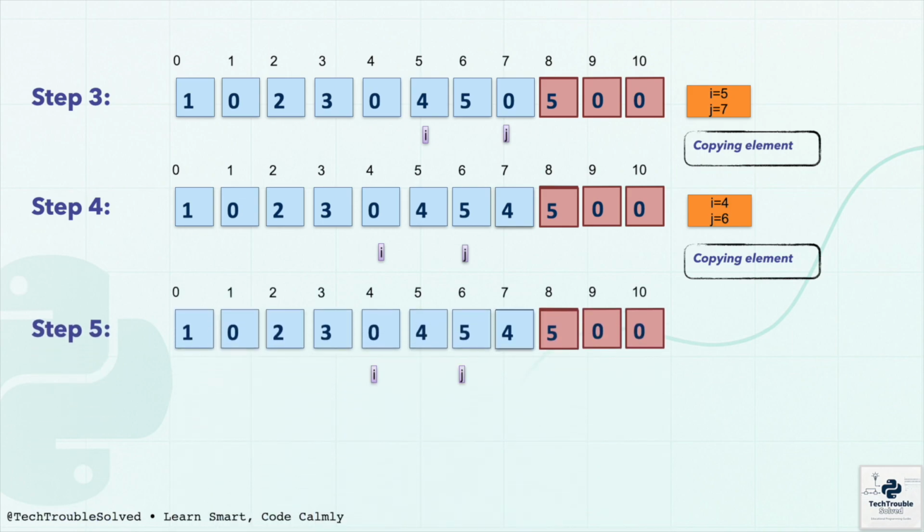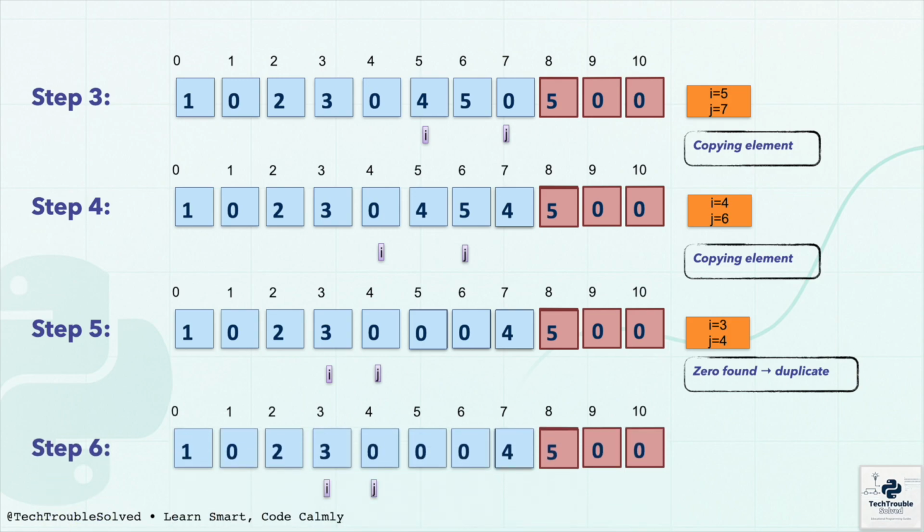At step 5, I is at index 4 and j is at index 6, and I at 4 is pointing to a 0. So we will duplicate it. 1 0 goes at j equal to 6 and another will go at j minus 1, which will be 5. So I will move one step back, which will be 3, and j will move 2 steps back, which will be 4. So at the end of step 5, the new indexes of I and j will be 3 and 4 respectively.